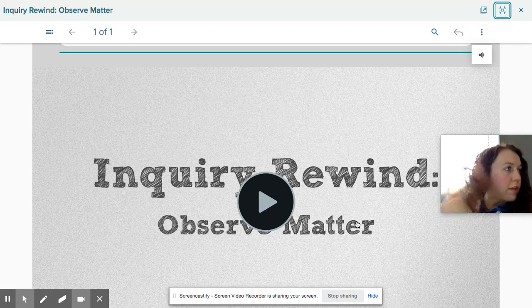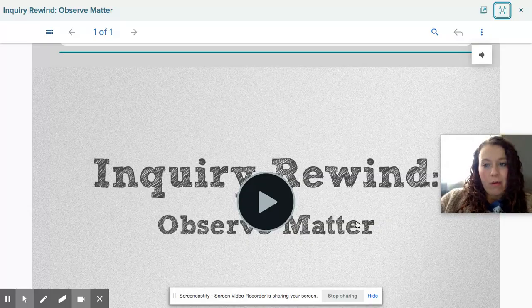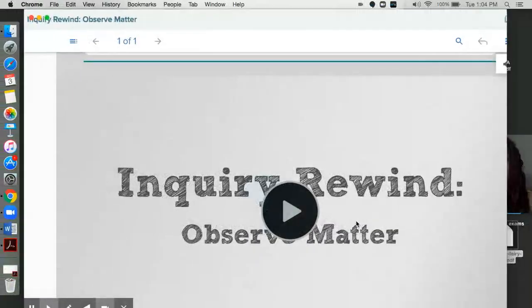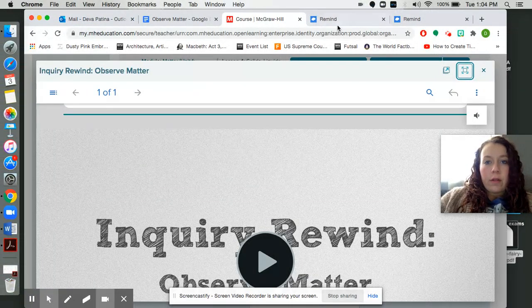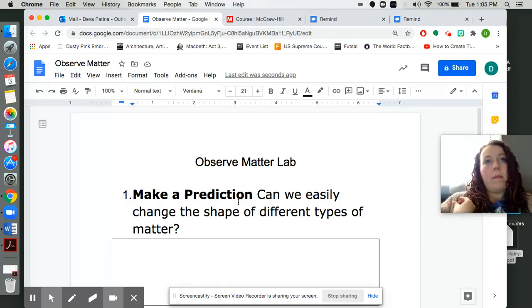So you're going to be watching this experiment, and also you can participate if you have the materials at home to participate with it. So the first thing we're going to do before we start this experiment is make a prediction. So in this one, we're going to be observing different types of matter. And remember, matter is stuff that makes up everything. It's little tiny particles that make up our bodies, the chair, the floor, everything's made up of matter, even the air.